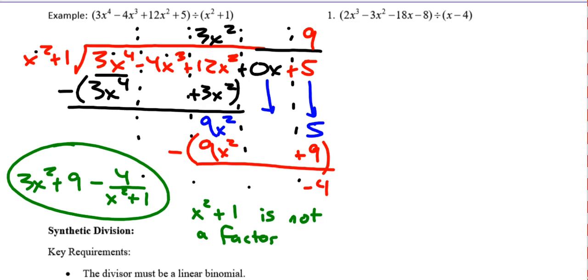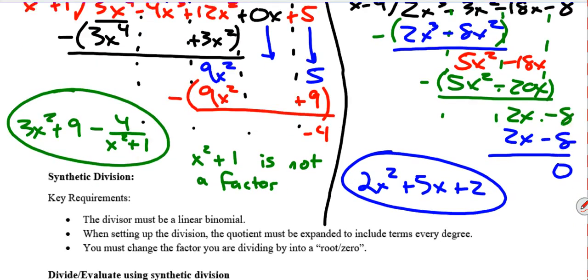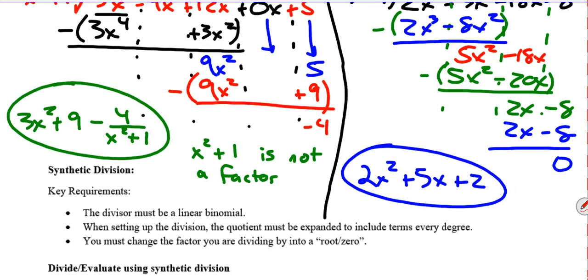All right, so try number 1. Here are your steps. Inside the radical, you don't need any placeholders because all your degrees are accounted for. It goes from 3rd degree, 2nd degree, 1st degree, constant. You get 2x squared plus 5x plus 2. There's no remainder. So that means that x minus 4 is a factor of this function. X minus 4 is a factor.